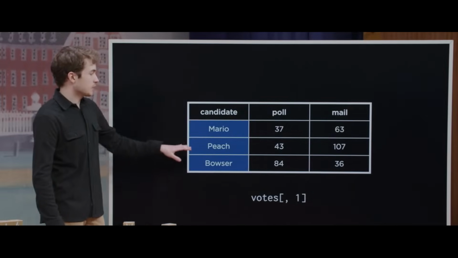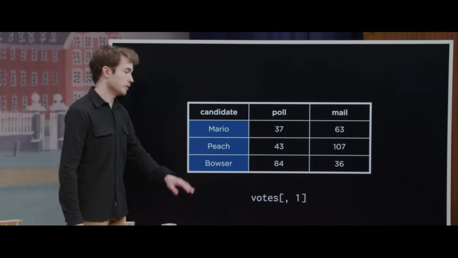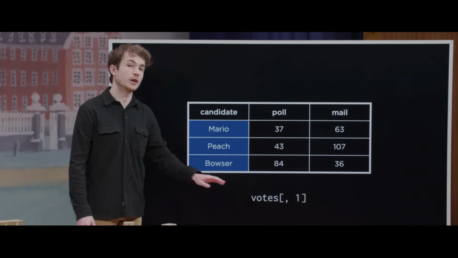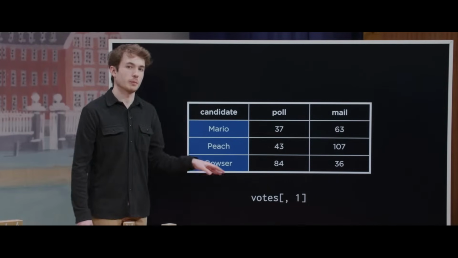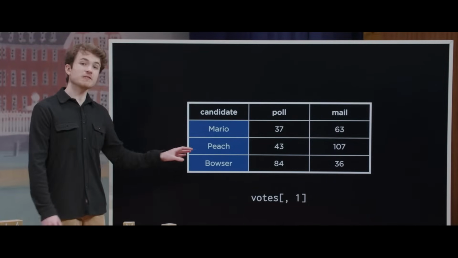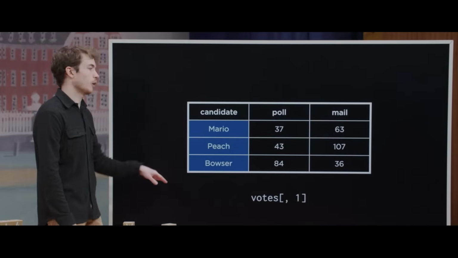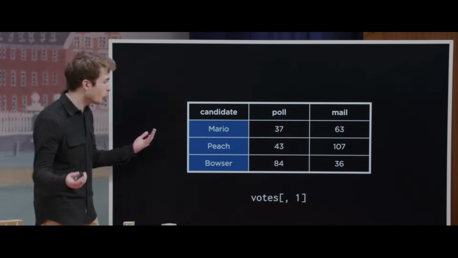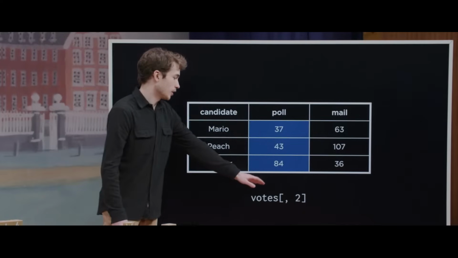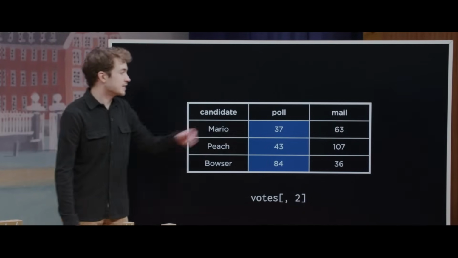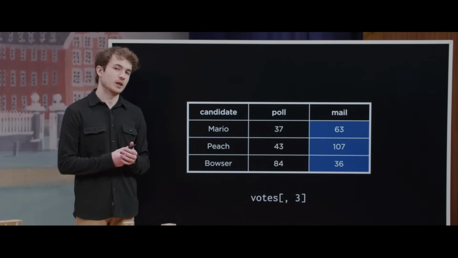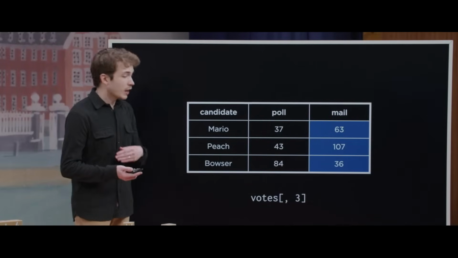So here, to access all the candidates, I could type votes bracket comma space 1, omitting the row number, but only supplying the column number, the first column here. That will give me this list of Mario, Peach, and Bowser. What if I wanted the poll numbers? Well, I could do votes comma 2, and that would give me 37, 43, 84, and same for male, but now with number 3. So let's try it in R.